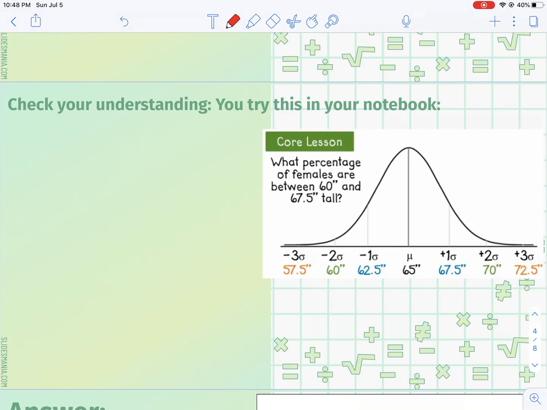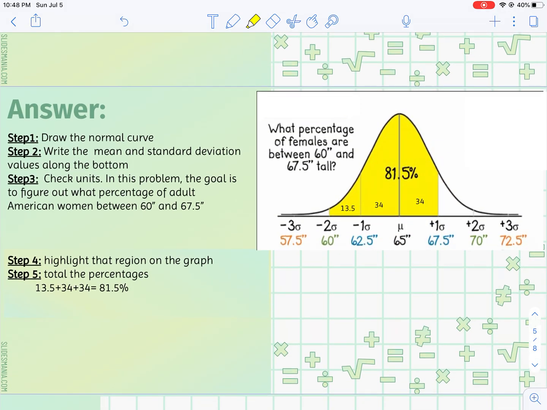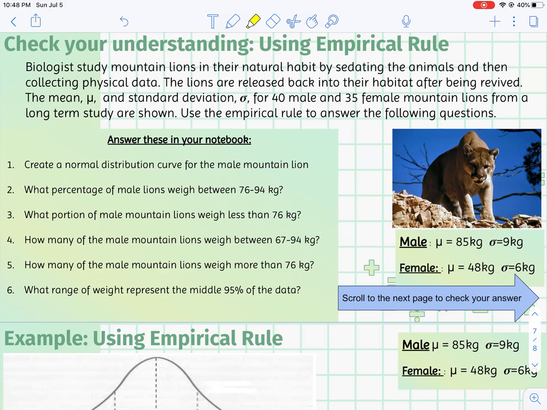Let's try this one. Why don't you pause the video and see if you can figure out the percentage for this one. Okay, hopefully you actually did pause the video, but we want to go between 60 and 67.5. So it looks like we're going from here to here. So this is 34, 34, and we got our 13.5. So we're looking at those 3 regions. If you add those 3 regions together, you should have got about 81.5%. Okay?